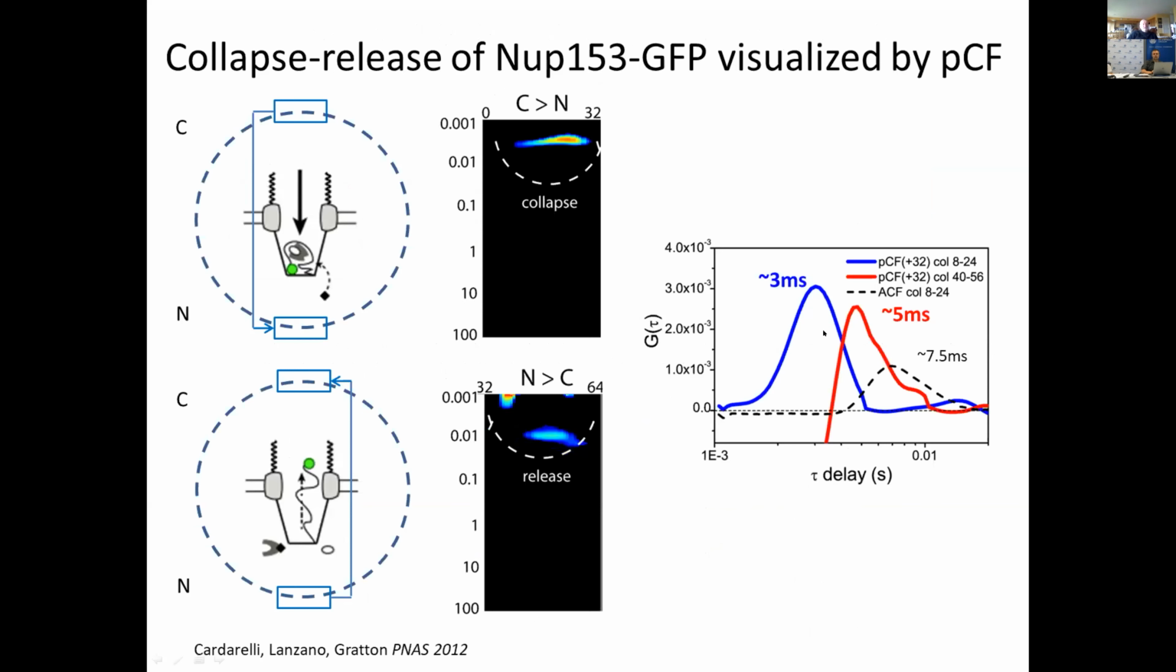So now we can finally do a cross correlation between the motion of the NUP153 GFP, so in green, and the cargo, which will be in any other color. And then we can see essentially when the protein is collapsed or when the protein is extended. Remember that the extension of the molecule is such that the size will go to the other side.